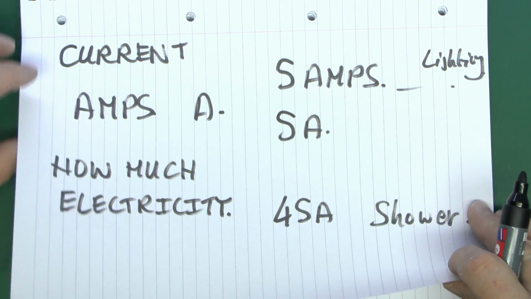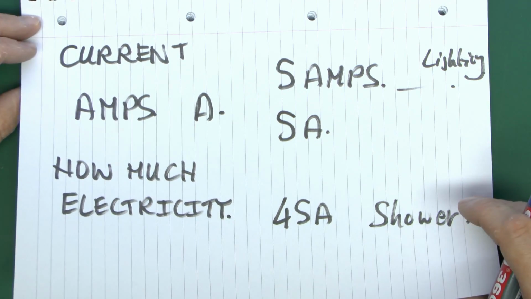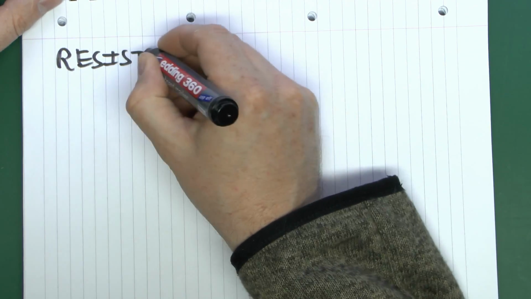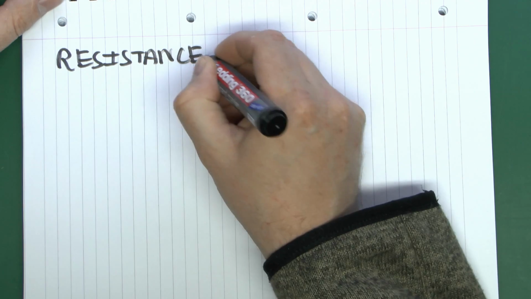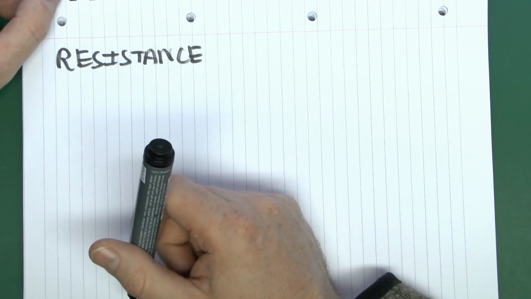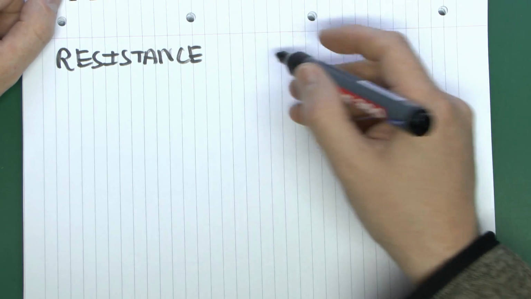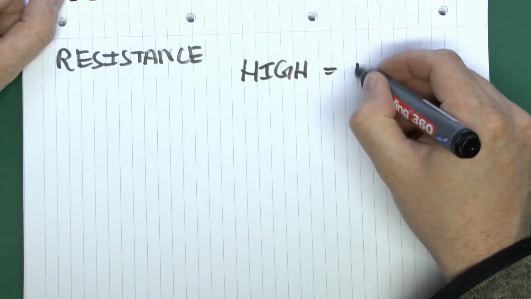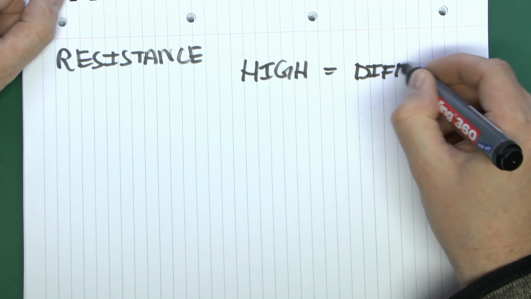Now for any particular item, say a person or a piece of equipment, it has a property which is called resistance. And resistance, as the name suggests, is the amount of resistance it puts up to current actually going through there. So if something has a high resistance, then it's actually quite difficult for electricity to get through there.